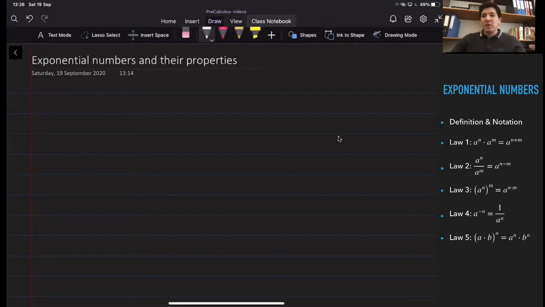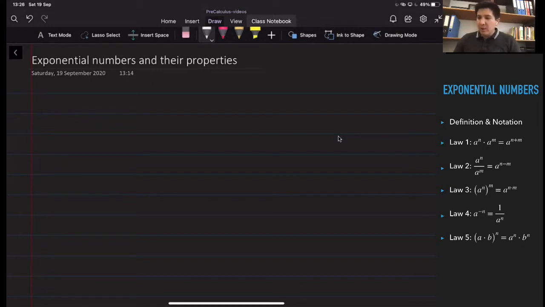Today we're going to introduce the exponential numbers, their notation, and their properties. We're also going to see a couple of examples of how to use these properties in our calculations. So first of all, we're going to introduce an exponential number.